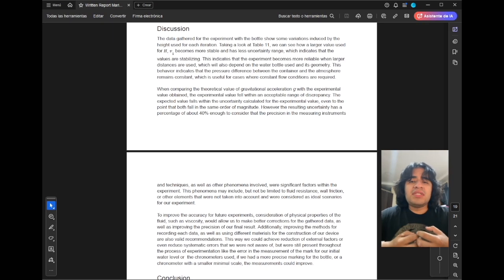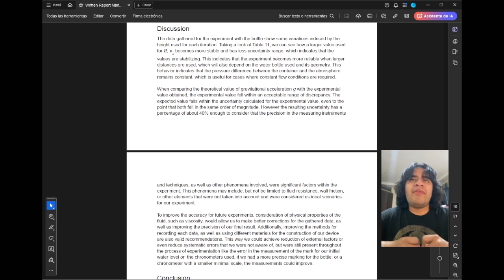For the discussion section, we can highlight a few things that we found during the process of experimentation. Taking a closer look at table 11, we found that the larger the value for H that was used, the more stable the value for velocity 1 we would find. This might need further research. It is worth noting since it could be implemented in the future for obtaining more precise data.